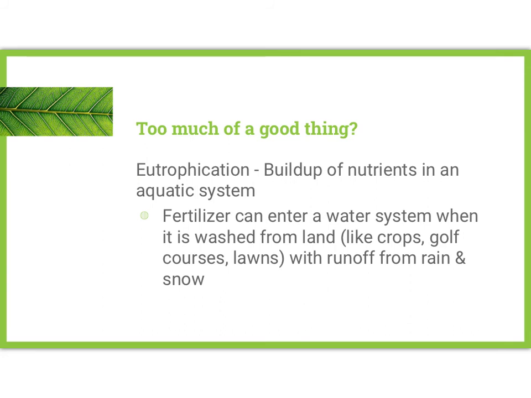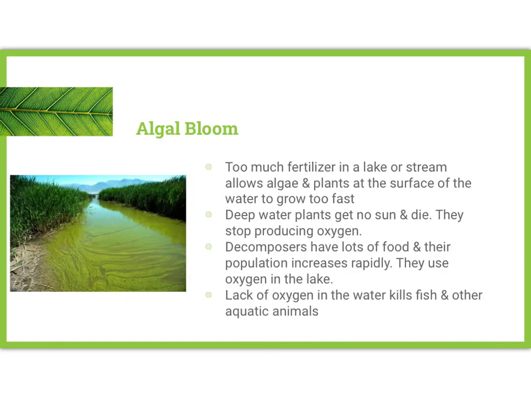However, our fertilizers could be too much of a good thing. Eutrophication is the buildup of nutrients in an aquatic system. So fertilizer is spread across land, and it can enter a water system when it is washed from the land, like the crops and golf courses and lawns it might be applied to, with runoff from rain and snow. So when things melt or after a rain shower, we notice that waterways increase in the amount of fertilizers dissolved in them. This isn't a good thing.